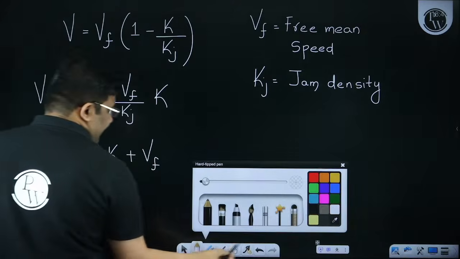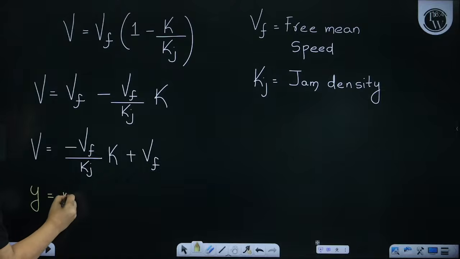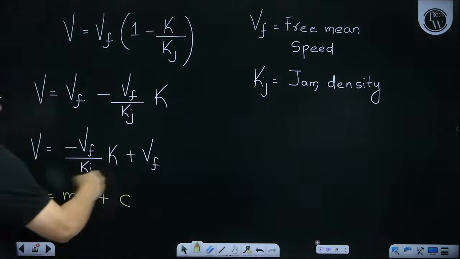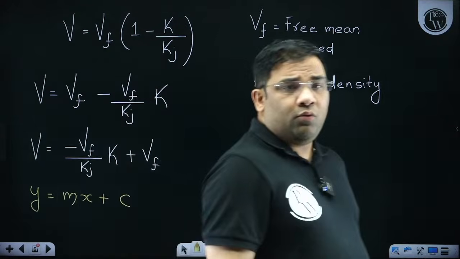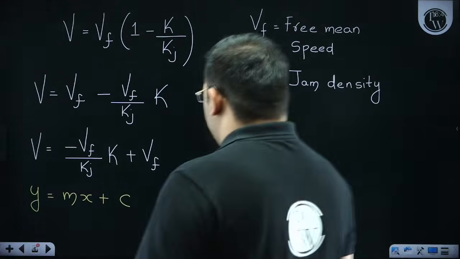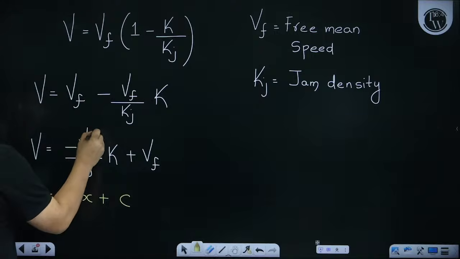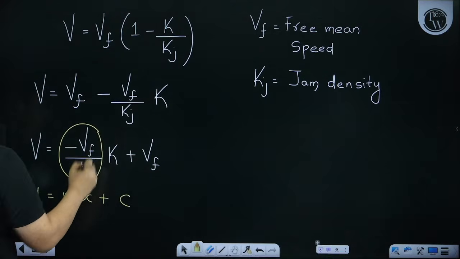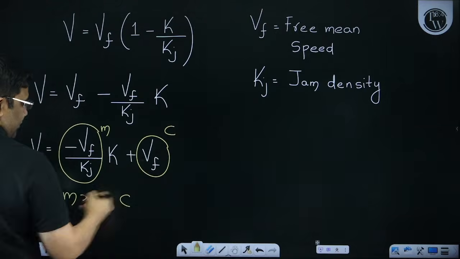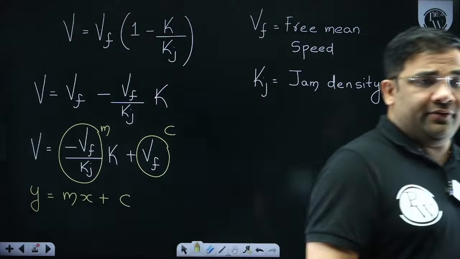Now you can see this is similar to the y is equal to mx plus c equation, where c is the intercept and m is the slope. If you compare here, this becomes the slope and this becomes the intercept. This is the equation of a straight line, right?